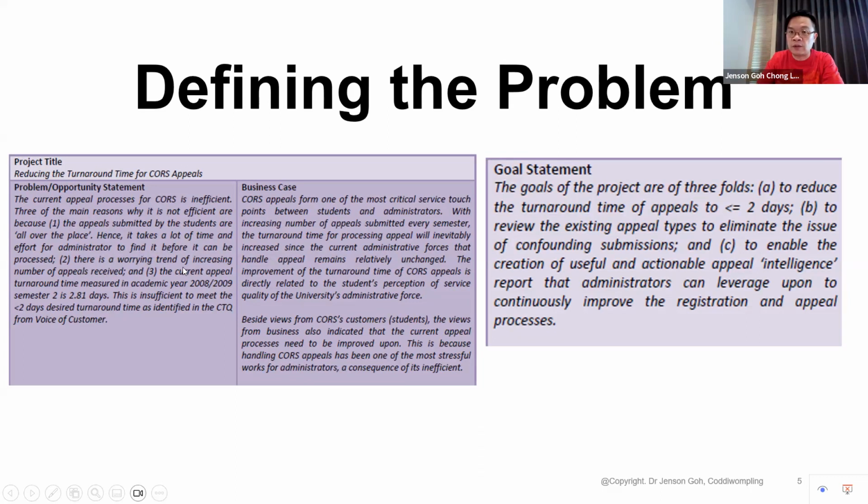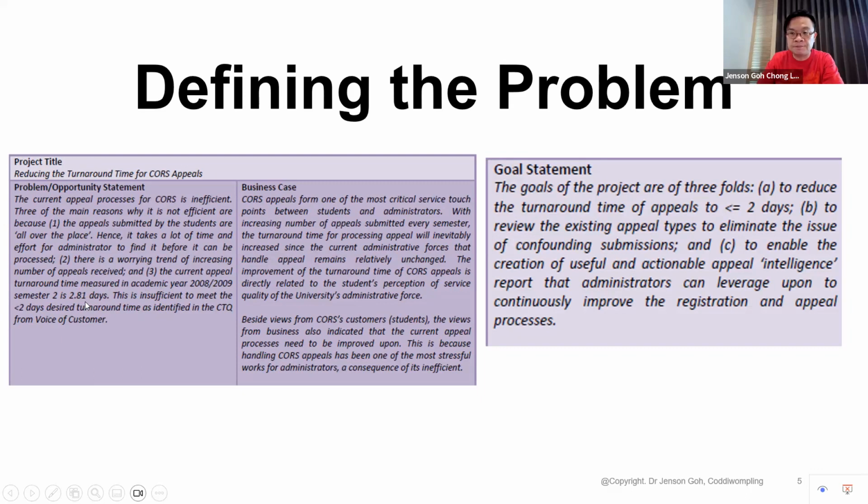There's also a worrying trend of an increasing number of appeals received over multiple semesters. So if the faculty numbers remain the same, then the increased number of appeals will overwhelm them. So it's quite worrying.